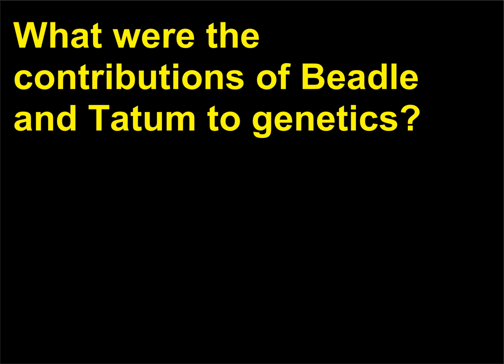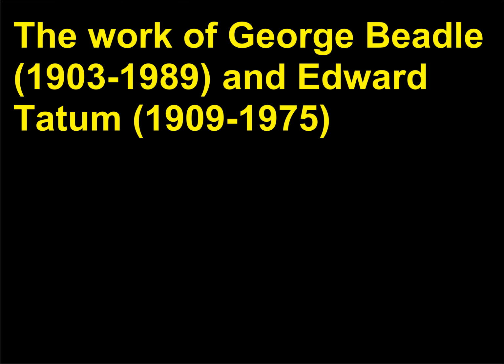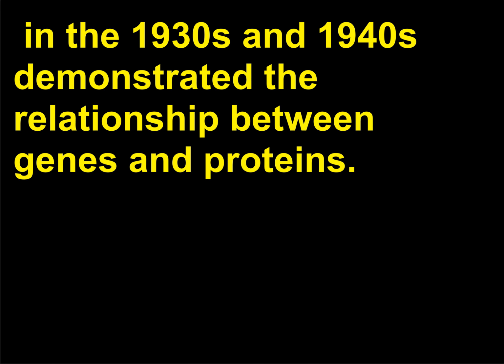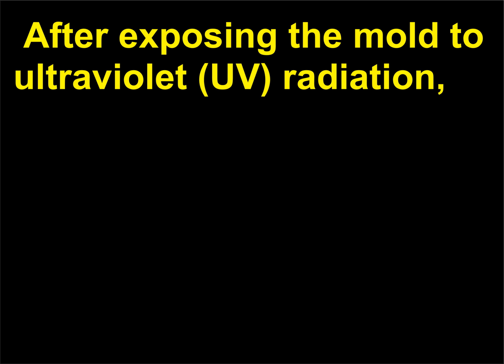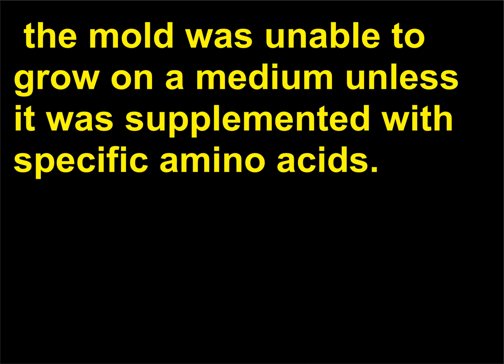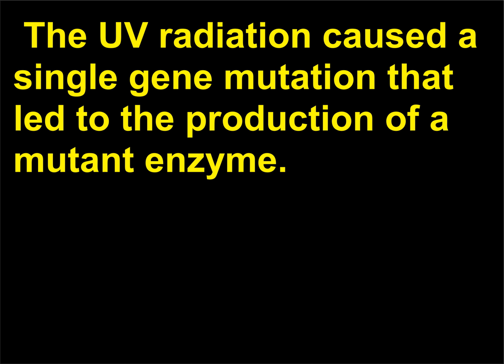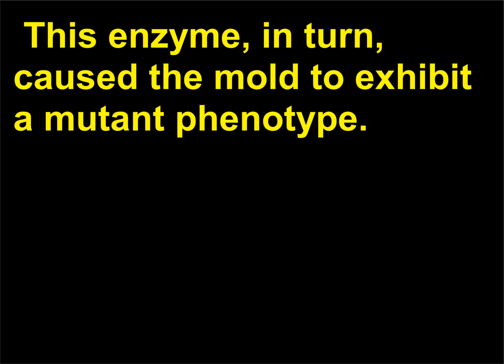What were the contributions of Beadle and Tatum to genetics? The work of George Beadle, 1903 to 1989, and Edward Tatum, 1909 to 1975, in the 1930s and 1940s demonstrated the relationship between genes and proteins. They grew the orange bread mold Neurospora on a specific growth medium. After exposing the mold to ultraviolet, UV, radiation, the mold was unable to grow on a medium unless it was supplemented with specific amino acids. The UV radiation caused a single gene mutation that led to the production of a mutant enzyme. This enzyme, in turn, caused the mold to exhibit a mutant phenotype.